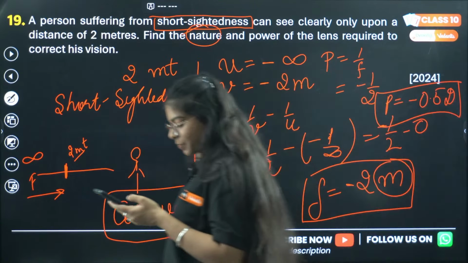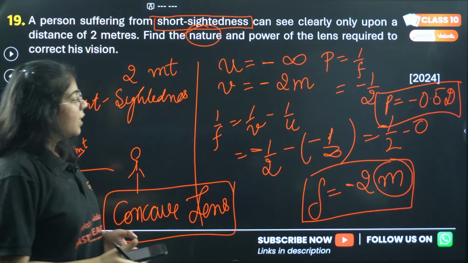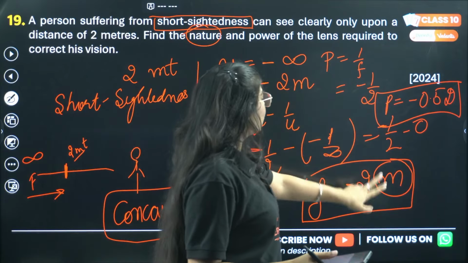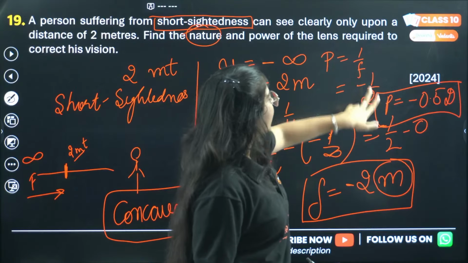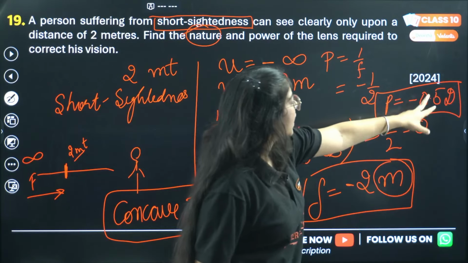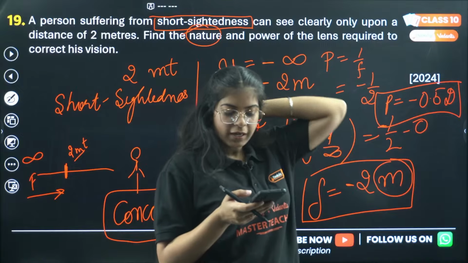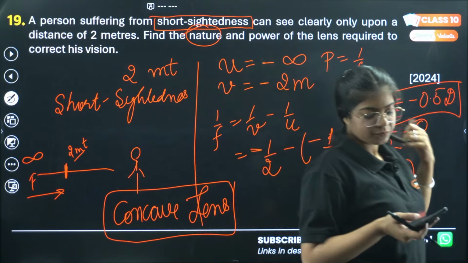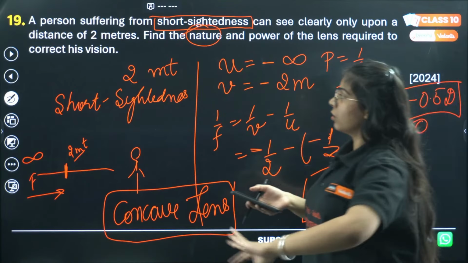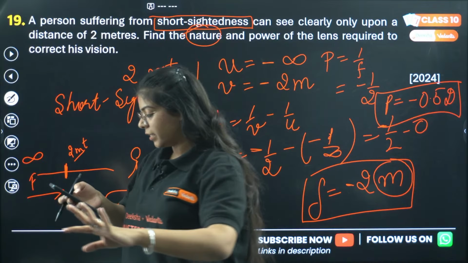See, this question was being asked in CBSE as well. Power is 1 by focal length. Focal length is minus 2 meter, so minus 1 by 2. So my answer is minus 0.5 diopter. Everyone understood how we calculated power, how we calculated nature?